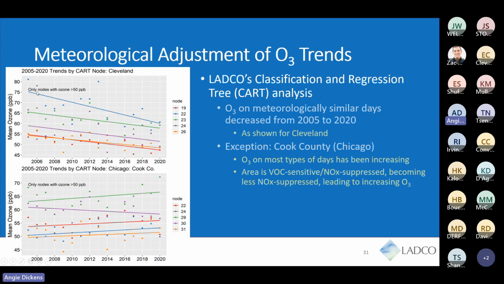And what we see is if you look at the days with similar meteorology over time, we see some pretty clear reductions in ozone. So that suggests that we do have decreasing ozone when you adjust for meteorology, consistent with what we saw previously. Almost all the areas in the LAGCO region show trends like what we see for Cleveland. The one exception is Cook County. Again, Chicago's different. In Cook County, most of the day types have increasing ozone over this time period. And that's because this area, as we've talked about before, is shifting from VOC sensitive and NOx suppressed to becoming less NOx suppressed, meaning we get increasing ozone. So again, chemistry is coming into play here.